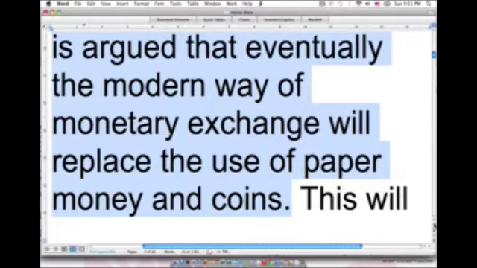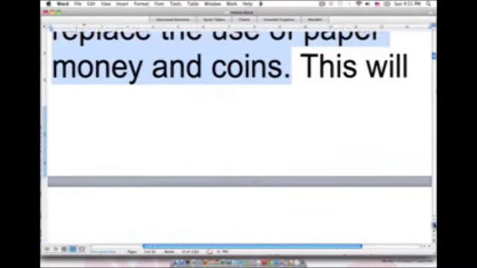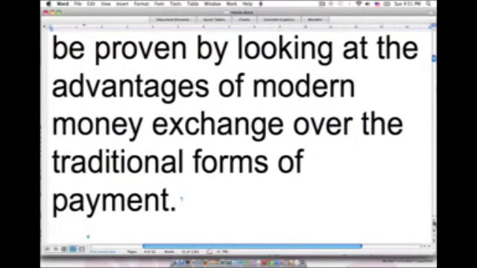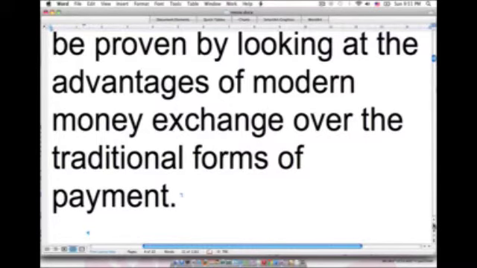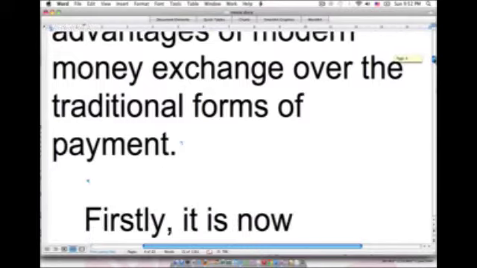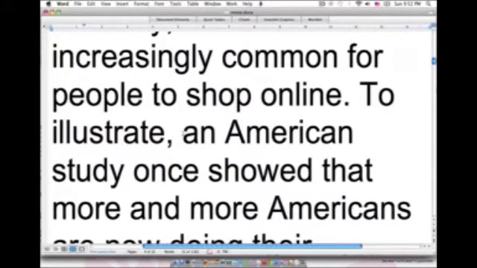This writer then goes on to tell us what they're going to talk about. "This will be proven by looking at the advantages of modern money exchange over the traditional forms of payment." Okay, perhaps they could have been a little bit more specific here, but they do provide us with sort of a plan for the rest of the essay. Okay, the essay uses strong examples that are pulled from real life. So I think there was the mention of an American study. And the essay makes reference to the thesis regularly.